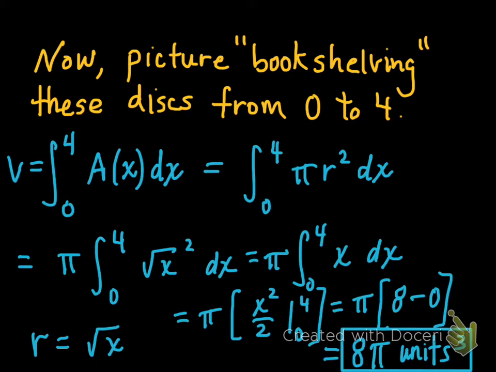So there's an example of the disk method, the first example of an easy nature. Let's move next to one that's a bit more difficult. Stay tuned.